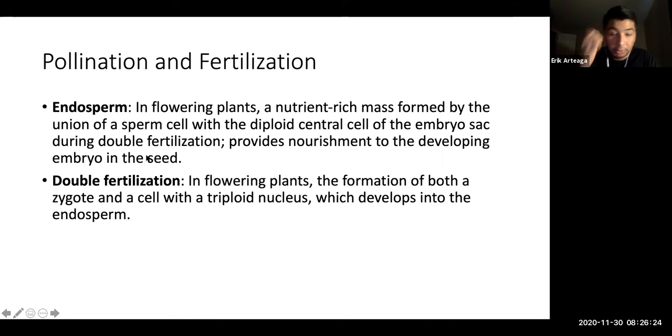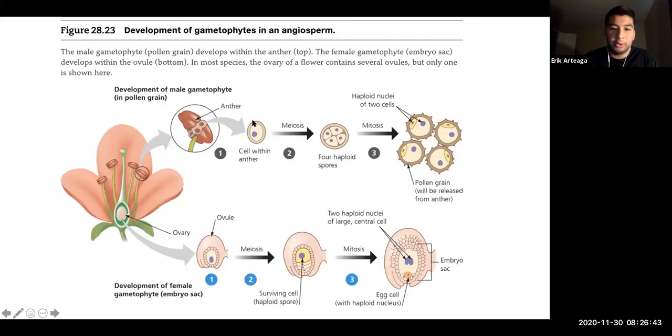So double fertilization in flowering plants is the formation of both a zygote and a cell with a triploid nucleus. This triploid nucleus, think of it as almost like the yolk or the food for that cell. So this develops into the endosperm, right? And this is going to be, again, food either for the fruit development or for that seed development. All right. So it's important to note that there are different developments within the tissues.